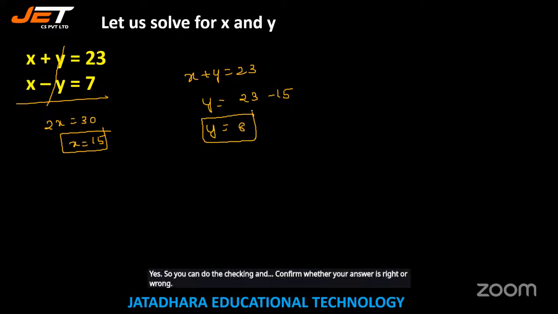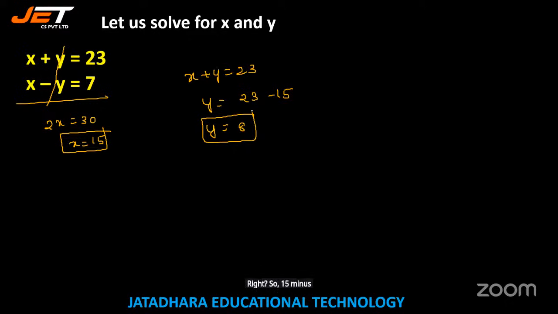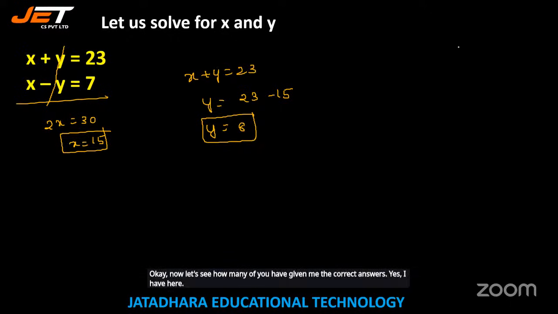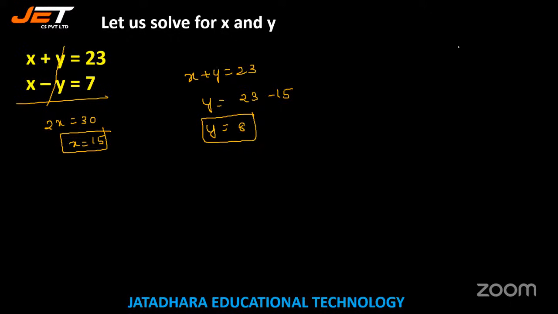Right. So 15 minus 8 is 7. So your answer is right. Okay. Now let's see how many of you have given me the correct answers. Yes, I have here Ritika. Good. Ritika's given me the correct answer.